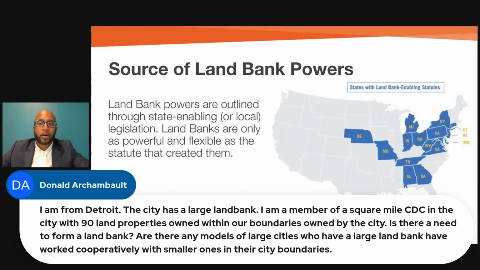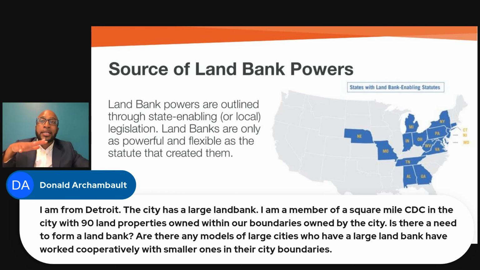So we've got a question from Detroit. And I'm going to go through this one. There's a large land bank in Detroit, and a member of a square mile CDC in the city with 90 land bank properties owned within their boundaries owned by the city. Is there a need to form a land bank? Are there any models of large cities who have a large land bank that have worked cooperatively with smaller ones in the city boundaries? So one thing I don't have as much familiarity with is land banks with overlapping boundaries.